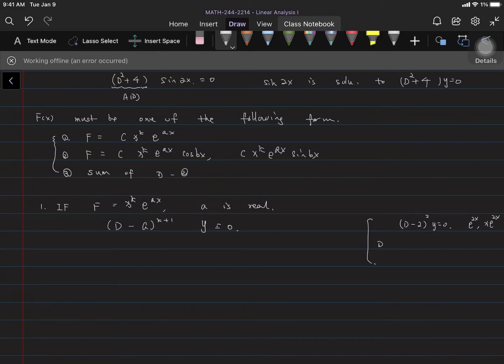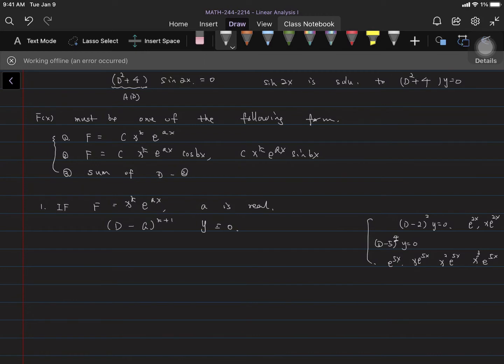So take another look at this example. What's the solution to this one? It should be e to the 5x, x e to the 5x, x squared e to the 5x, and x cubed e to the 5x. So that's why if we have x to the k e to the ax, the power here should be k plus 1. That's why. Okay.